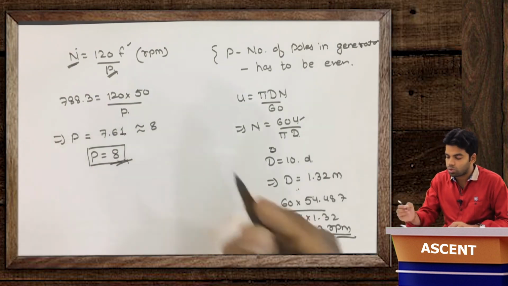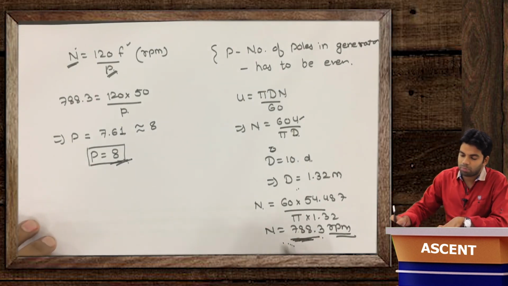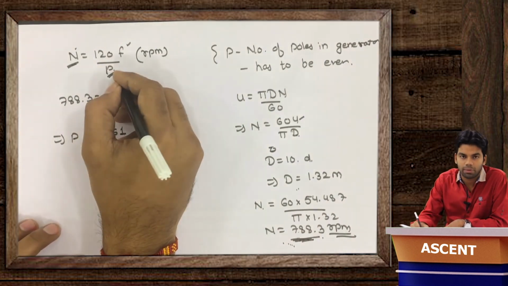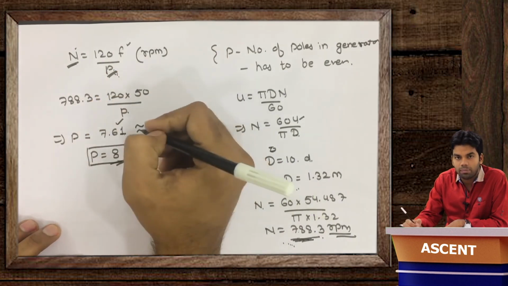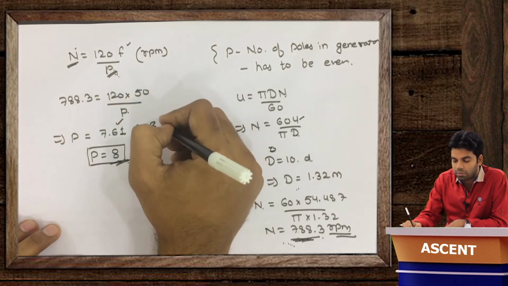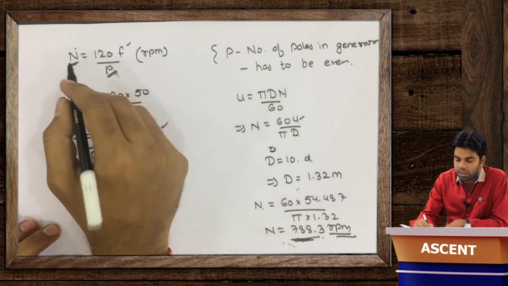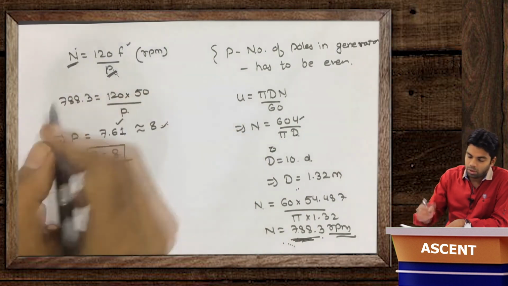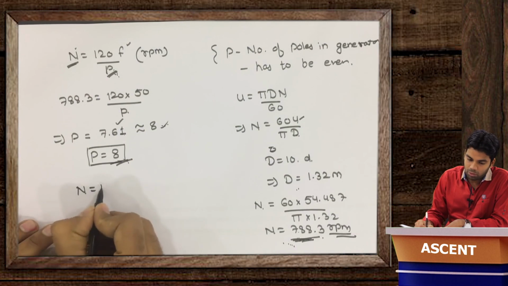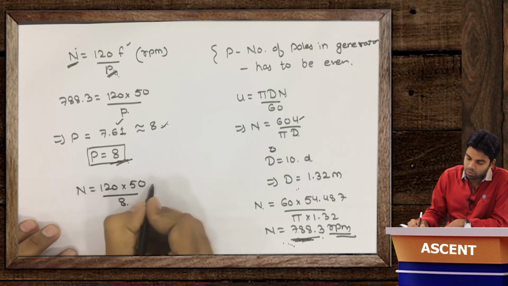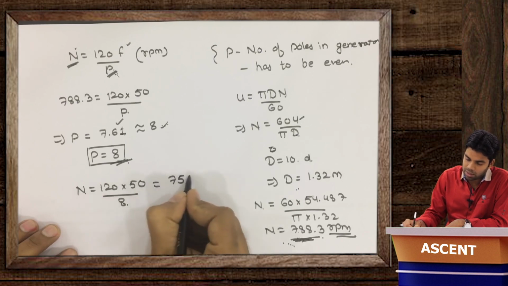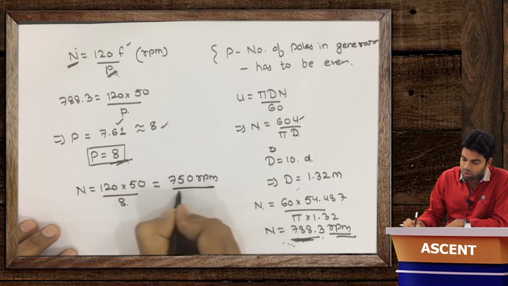Getting this? Okay, because the speed we got was not matching the number of poles, which has to be even. So corresponding to this, what we did: we found an approximate number of poles, then took the next higher even value, and then we will determine the actual synchronous speed. So now this N will be equal to 120 into f, which is 50, divided by the number of poles, which is 8. So from here we will get the synchronous speed as 750 rpm. This is the best synchronous speed.